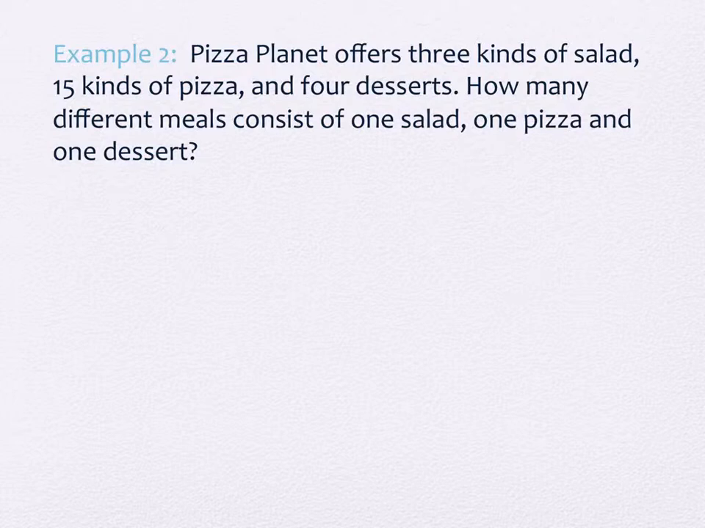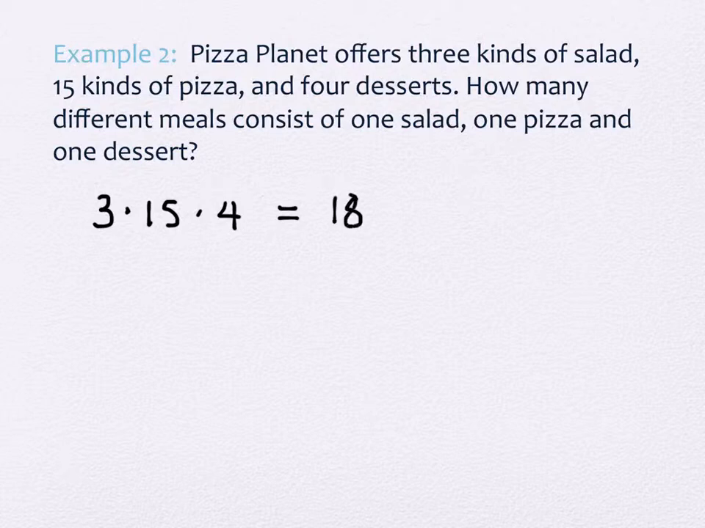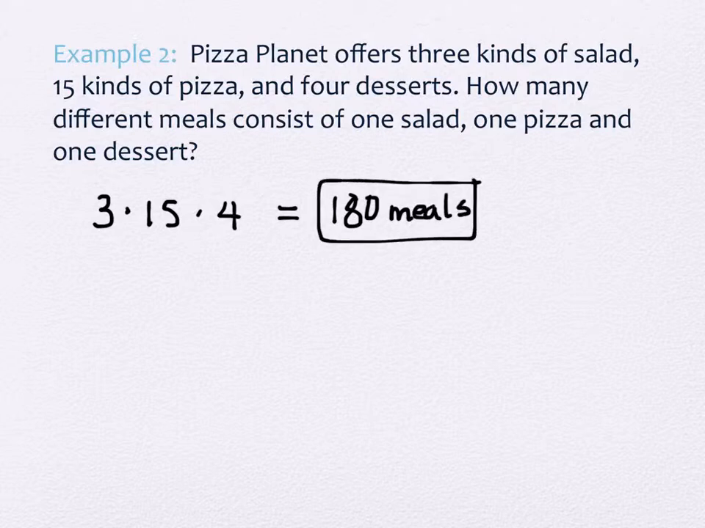Okay? This is what you would do at Subway, right? If you're trying to figure out how many different sandwich combinations you could make, something like that. And you're restricting this to 1 bread, 1 meat, 1 cheese, 1 vegetable or something. All right, so we would take our 3 times 15 times 4. And if we multiply, what do we get? 180 meals. Okay, does that make sense?